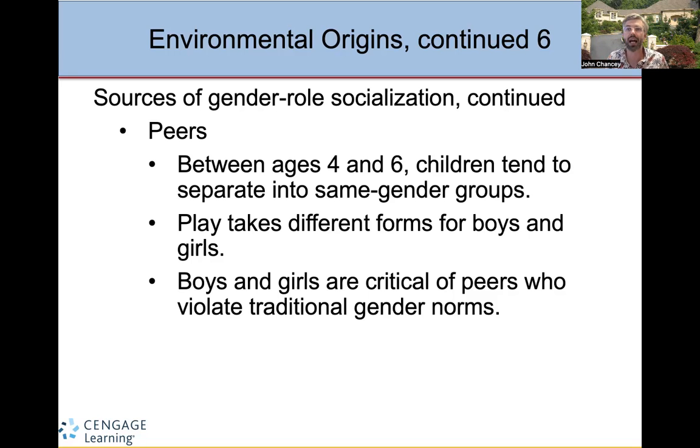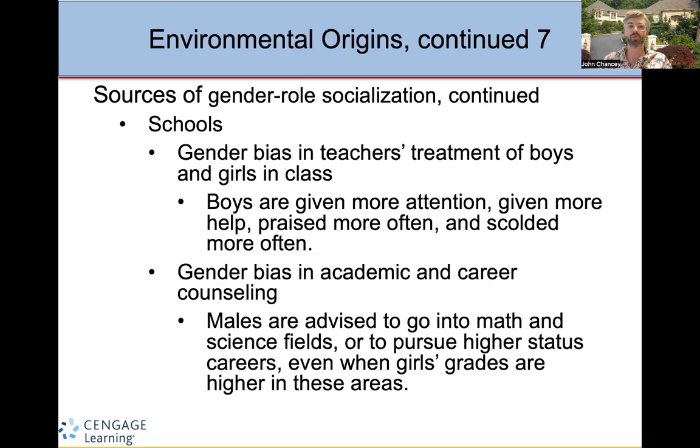In a kindergarten class, if there's a little boy who acts more feminine than masculine, there's a chance he might be ridiculed by his peers, made fun of, or called out for violating those traditional norms. Schools overall are an agent of socialization, whether it's teachers, principals, etc.